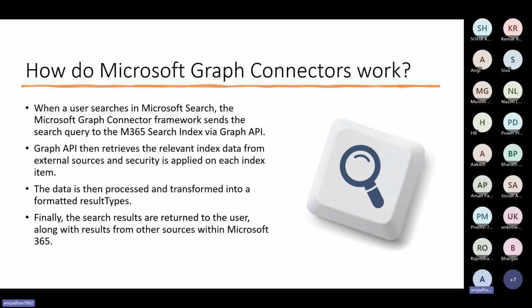So how do the Microsoft Graph connectors work? This is in terms of when the connection is finally done, when you have the data within your Microsoft Search. So when a user makes a search, whether it is in SharePoint or within Copilot, the search query goes to the Microsoft Search Index via Graph API. It retrieves the index data from the external sources, which is available in the index as part of the Microsoft 365 content once the indexing is done.